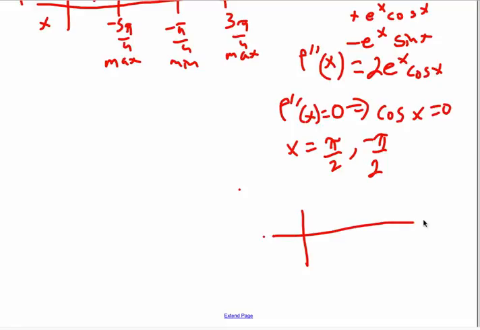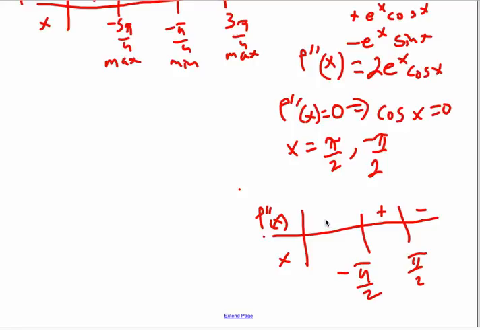So we have negative pi over 2, pi over 2, x, second derivative. Between that is 0, so cosine 0 equals 1, so we're going to get a positive number in between there, positive second derivative. And then bigger than that, something like cosine pi. Cosine pi is negative.